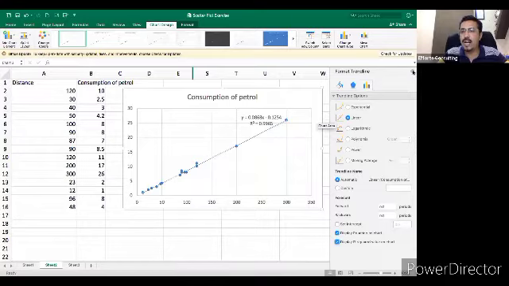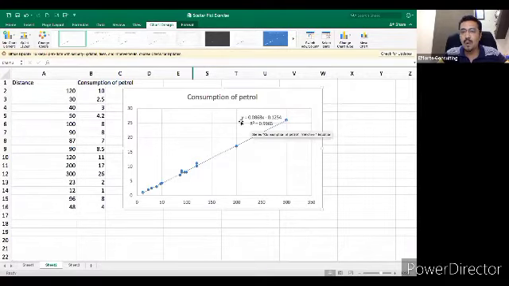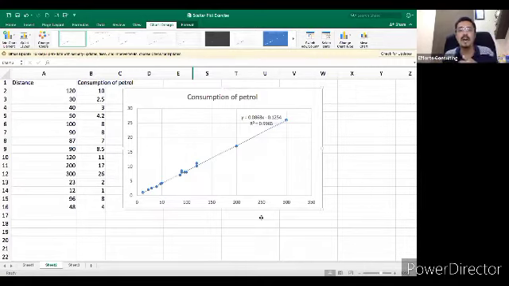Look at this. So you are having an R square value. Y is equal to... if you have heard, we studied this chapter in ninth grade. Y is equal to mx plus c. This is the equation of the regression.